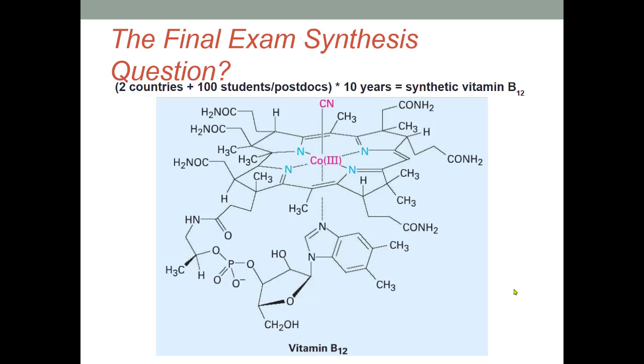And I like to joke about this. We talk a lot about organic synthesis and total synthesis of biologic materials. This is vitamin B12, and this is one of those examples of doing chemistry because you can. Typically, vitamin B12 is isolated from natural sources, and then it would be purified and put into a pill that you could take as a vitamin supplement. But this mechanism was worked out to build this gigantic molecule. It just took a couple of countries, about 100 students and postdocs, and about 10 years of concerted work to figure this out. So this won't be the final exam question.